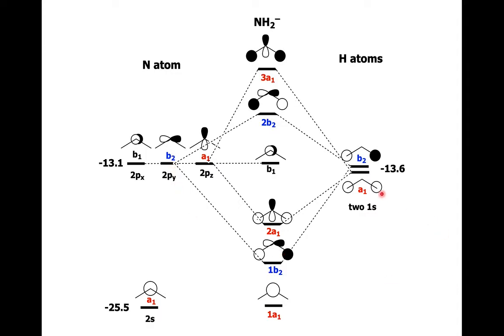Over here on the right, we have two possible combinations we can do of two 1s orbitals. They can be in phase, so both of these are unshaded, and that belongs to the A1 point group if we look at our character table. And we can have them out of phase, and this belongs to the B2 point group. This B2, you'll notice, has phasing just like the 2py orbital.